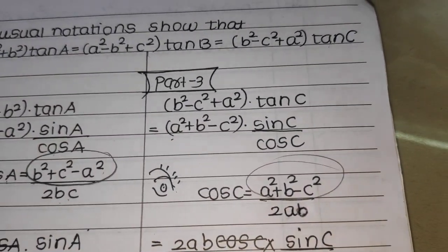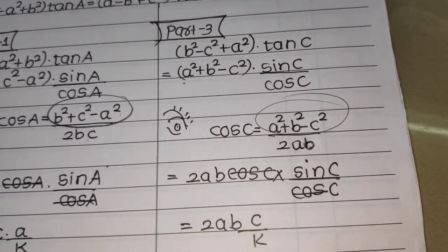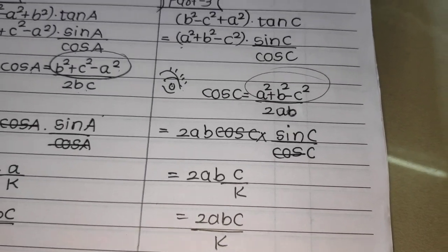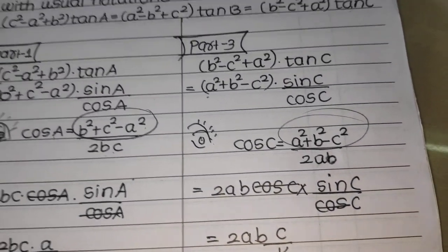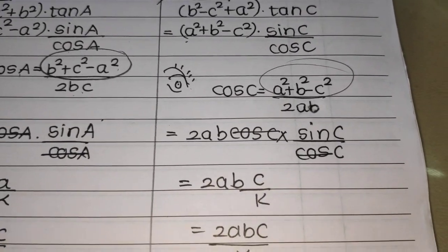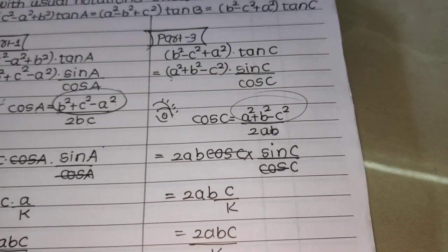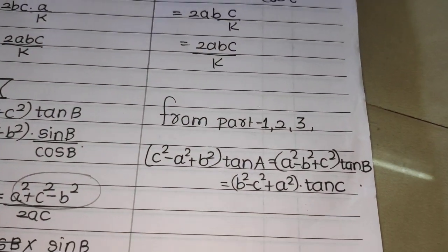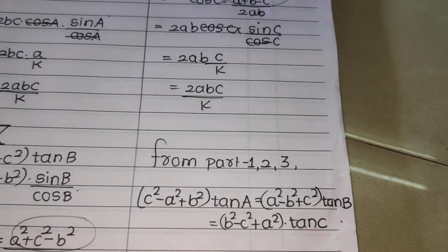So part 3, b square minus c square plus a square tan c. Rearranged. Tan c is sin c upon cos c. Cos c value we got is a square plus b square minus c square upon 2ab. Cross multiplying, the value highlighted above is what we substituted here. So once again starting the question, a square plus b square minus c square is 2ab cos c, both get cancelled. Sin c is c upon k, so 2ab c upon k. So from part 1, 2, 3 the required result is proved. So nice question, required lots of formulas. Let's go to the next question.